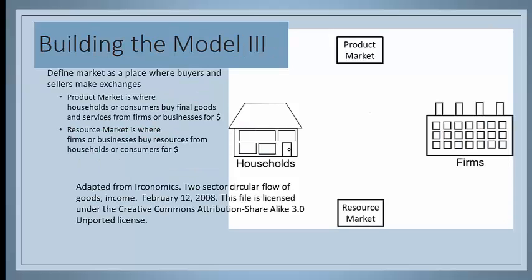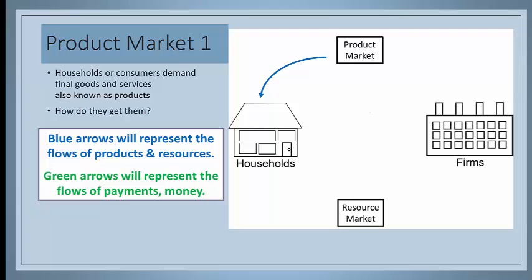Define market with your students if you've not already done so. It's where buyers and sellers come together to make exchanges. Draw the product market and resource market in on the model and explain them to the students. As I draw the model, I use green arrows to symbolize the flow of money and blue to represent products and resources. I recommend starting with households and the product market, as students have much experience with this flow.